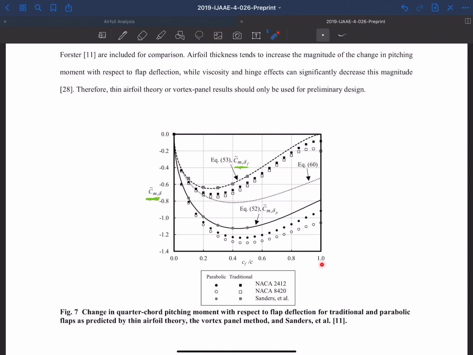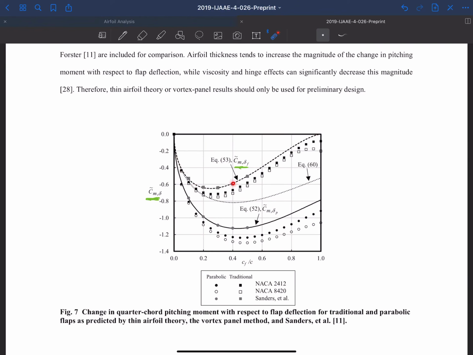And then if we go to the other extreme, if we say that the entire chord is the flap, then when we change the deflection, that's the same as changing the angle of attack. And the definition of the pitching moment about the aerodynamic center is that it does not change with angle of attack. And so if our entire airfoil is the flap, then again we have zero change in pitching moment, because it's the same as rotating that entire airfoil, and the pitching moment doesn't change about the aerodynamic center as we change the angle of attack. So that's why it goes back to 0 here.